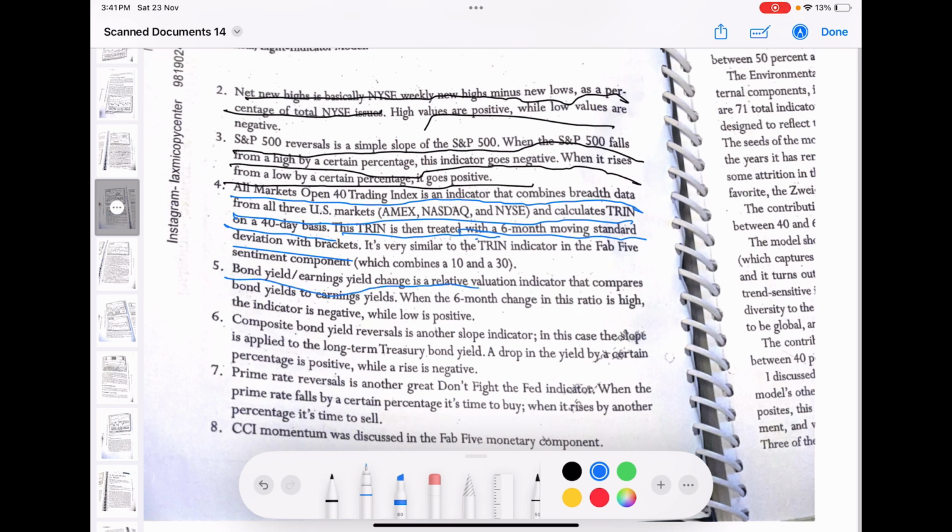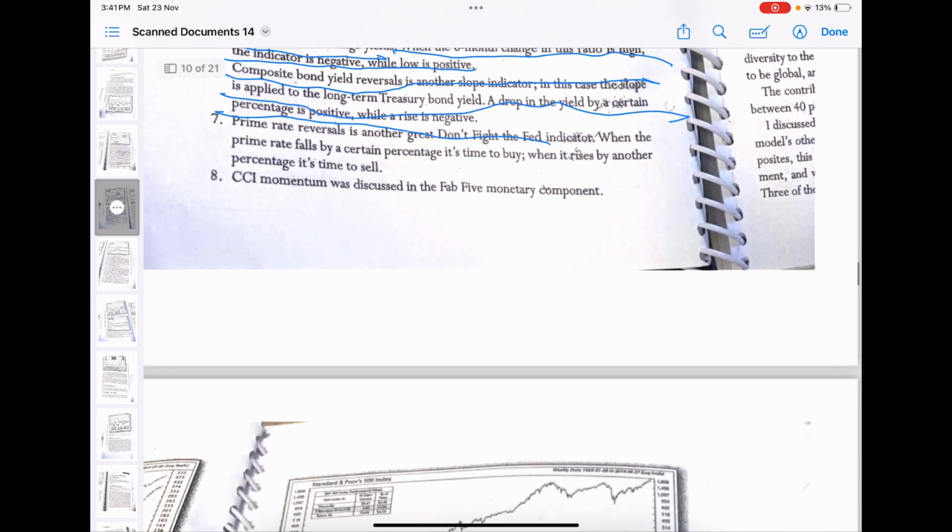Bond yield or earning yield change is a relative valuation indicator that compares bond yields to earning yields. When the 6 month change in the ratio is high, meaning bond yields are rising relative to earnings yields, then the indicator is negative. Whenever the ratio is low, then it is positive. Composite bond yield reversals is another slope indicator. In this case, the slope is applied to the long term treasury bond yield. A drop in the yield by a certain percentage is positive, while a rise in the bond yield is negative.